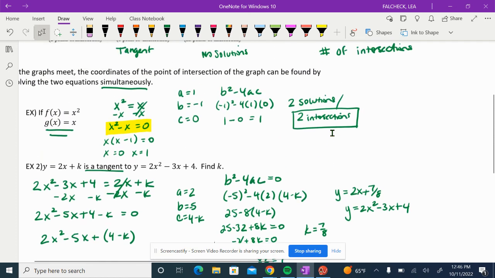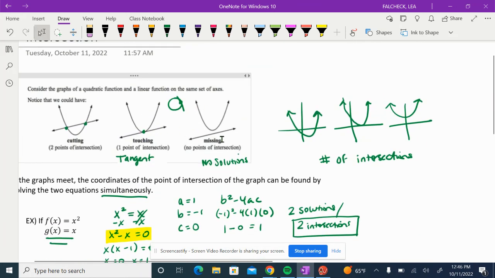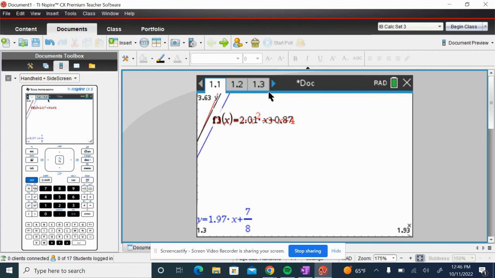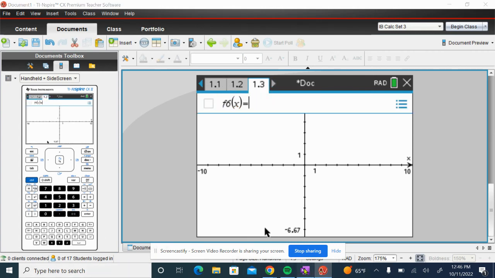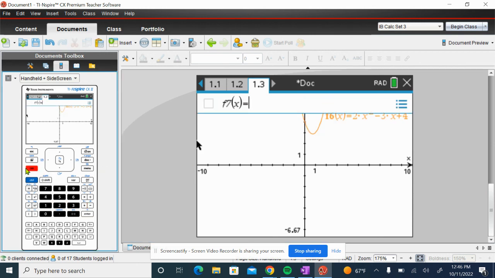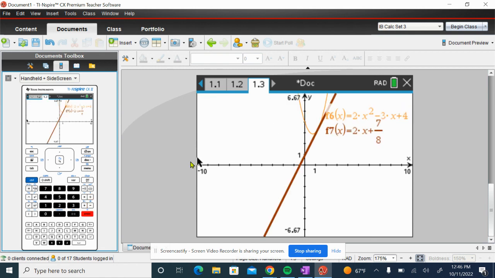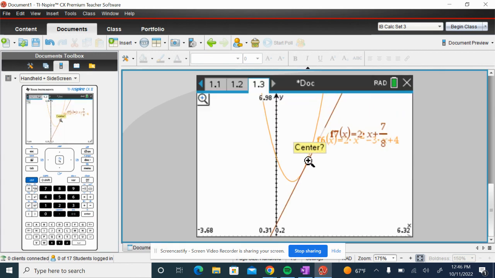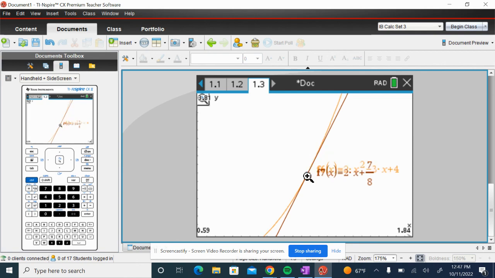All right, so you can use the discriminant to tell you about points of intersection of a parabola and a line as well. Very cool. Let's graph it again. I just want you to know. It would be 2x squared minus 3x plus 4, and then the new graph is going to be 2x plus 7 over 8. Yeah, there we go. Check it out. Woohoo.